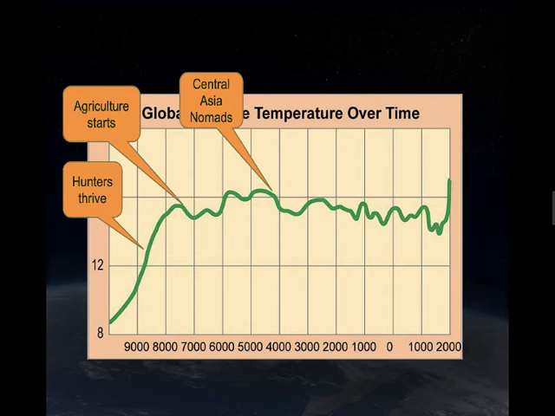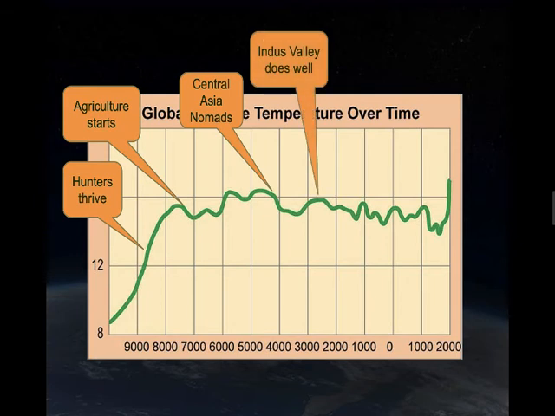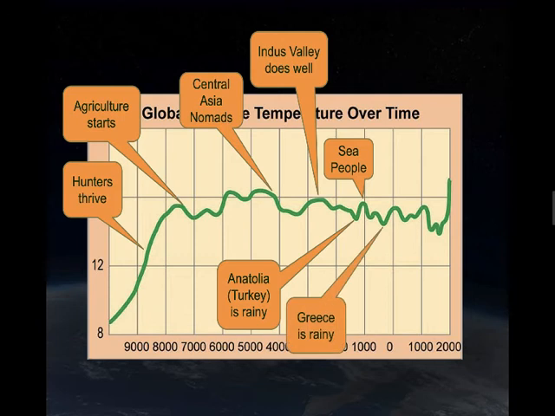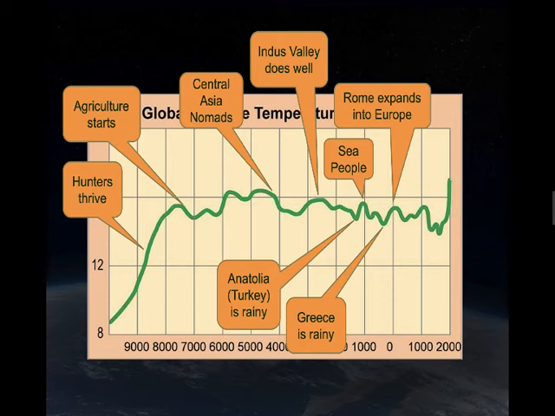Central Asian nomads thrived during a relatively warm period called the post-glacial hypsithermal maximum. The Indus Valley did fairly well during another warm period. Turkey was exceptionally rainy during a cold period, and that allowed the Hittites, for example, to move south of the Black Sea. And then the Sea Peoples came during a relatively warm period. Greece was rainy in a cold period. We actually call this time the Roman climatic optimum, and Rome expanded northward into Europe.